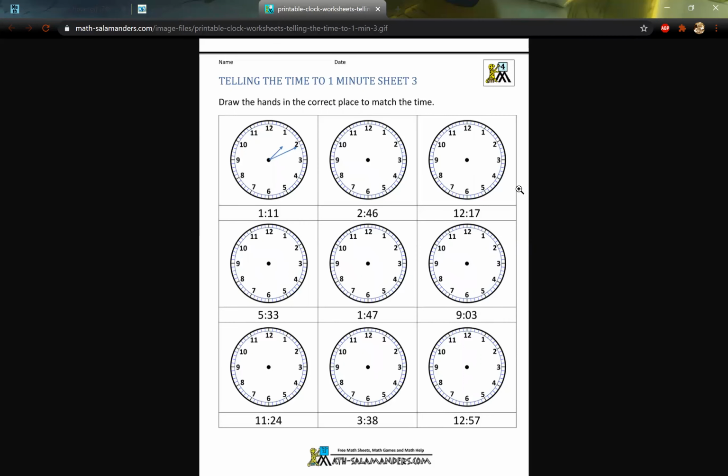And so we just went through all of these examples and we were able to learn a lot about how to tell time.